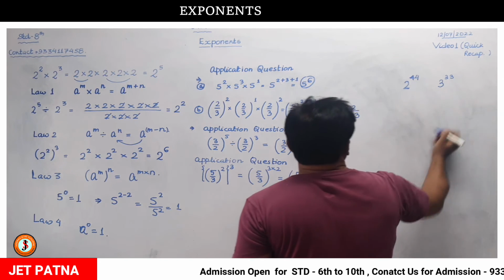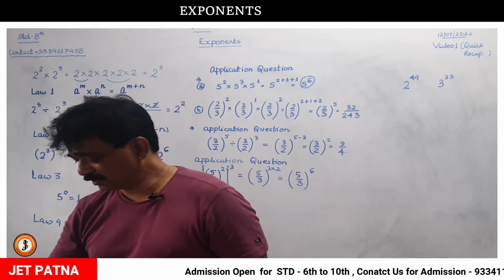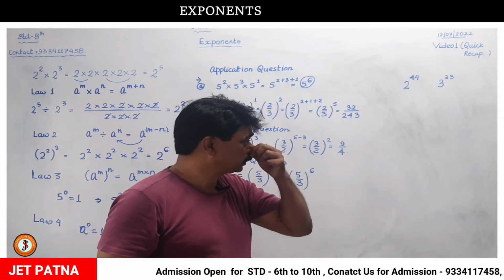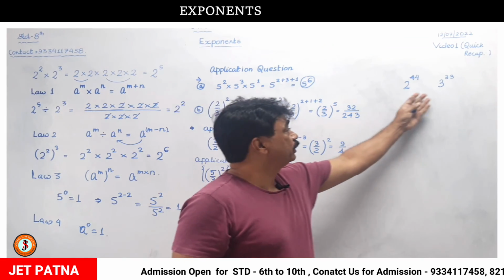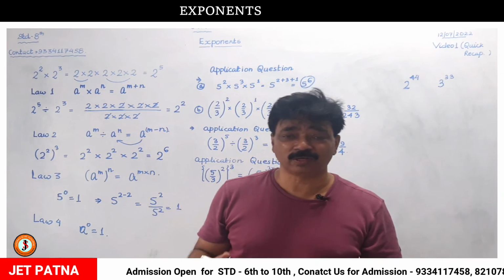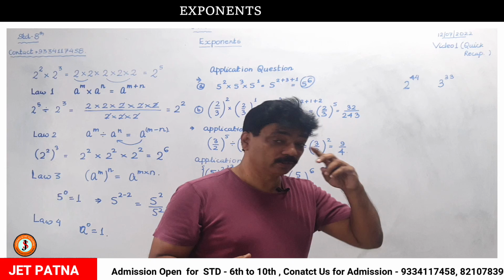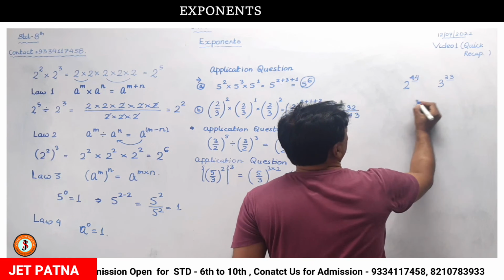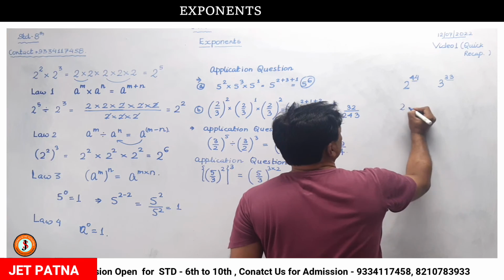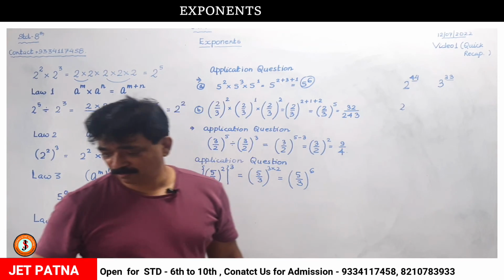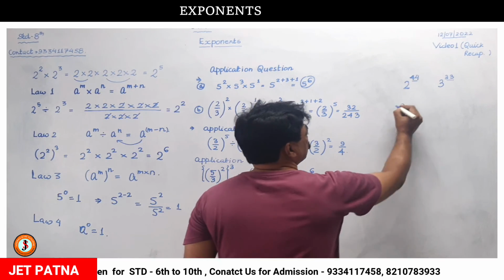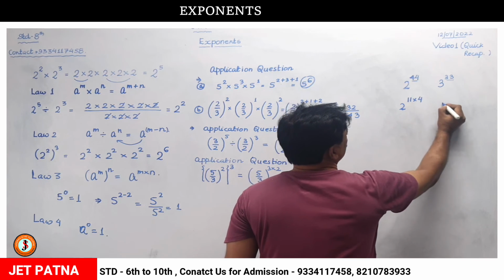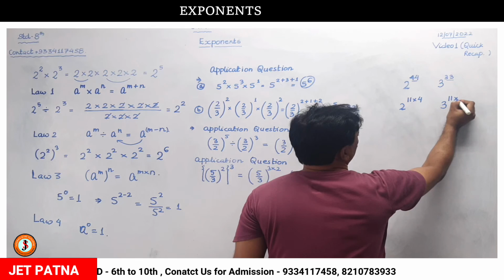Now you have to compare. Here the bases are different and the powers are also different, so you get confused. You don't have to calculate this big number, isn't it? It is very difficult to calculate 2 to the power 44 or 3 to the power 33. But there is a hint: 44 and 33 are multiples of 11. So we can write this as 2 to the power 11 into 4, and here 3 to the power 11 into 3.